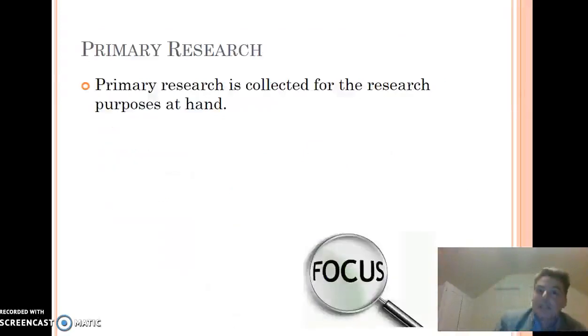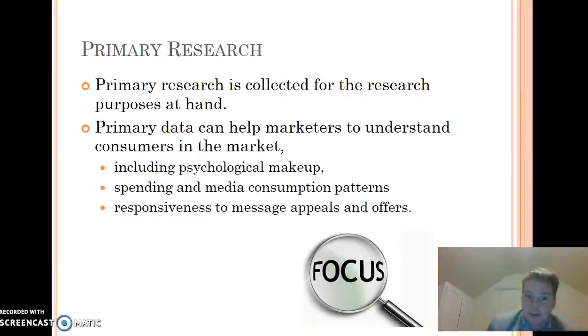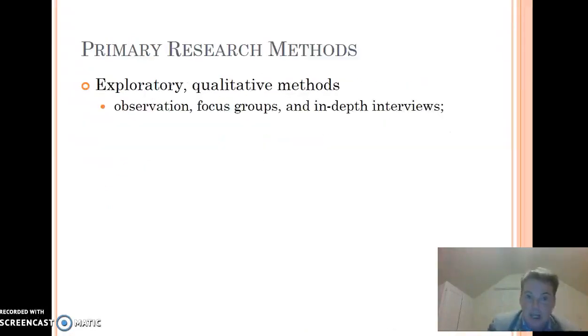So this is when we're actually specifically collecting data for the research purpose at hand. So we go out to collect information to answer a specific question we posed ourselves. So it's really useful to understand consumers. So we're interested in the psychological makeup of our customers. What are their spending patterns and their responsiveness to messages, appeals, and offers. So what we're actually trying to do here is find out specific information and knowledge about our customers.